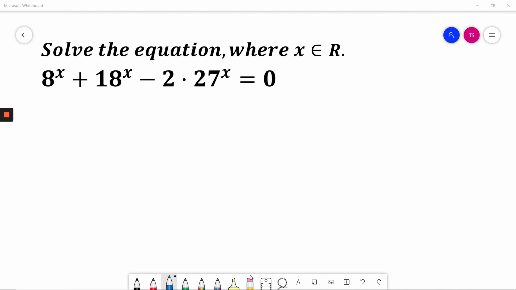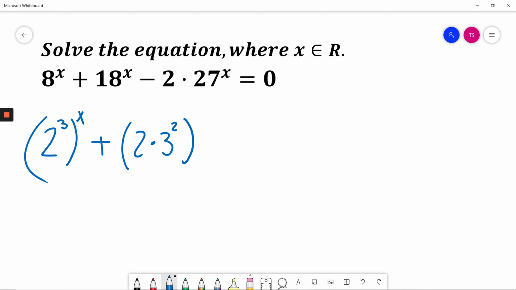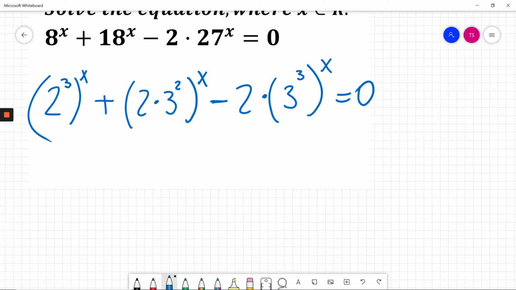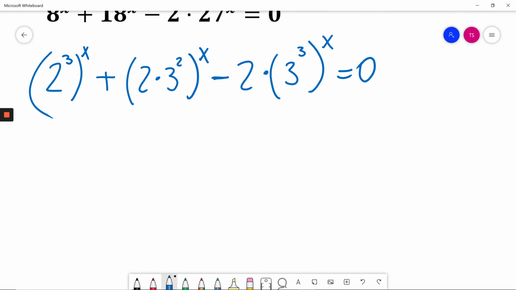8 to the power of x I can write as 2 cubed to the power of x. 18 is 2 times 9, so this is 2 times 3 squared. 27 is 3 cubed to the power of x. Now I will use the power rule: 2 to the power of 3 to the power of x, I will just multiply the powers. This will be 2 to the power of 3x.